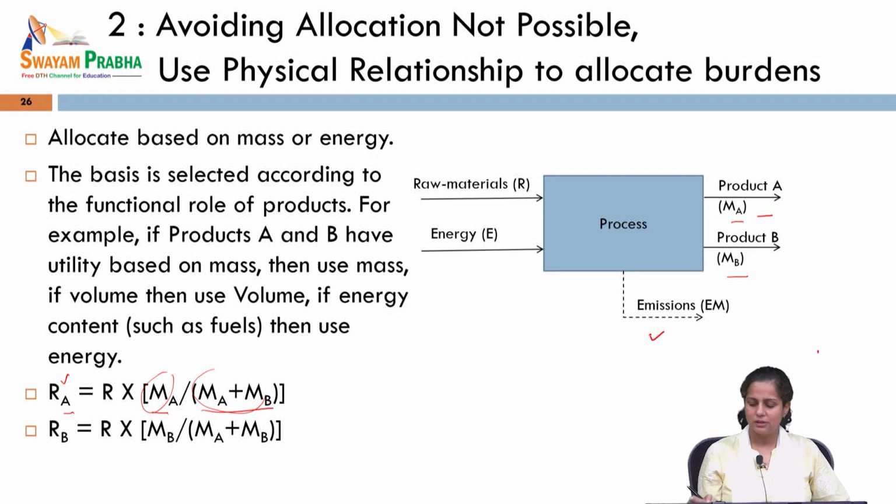Similarly, you will allocate the emissions to product A and product B. You can do it based on volume production.